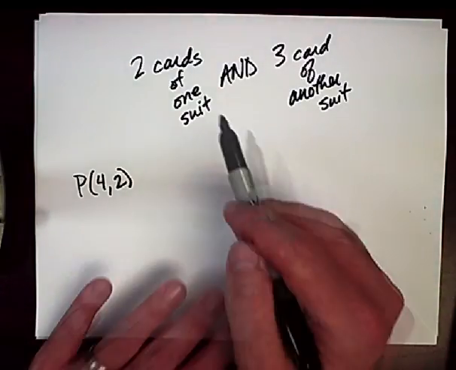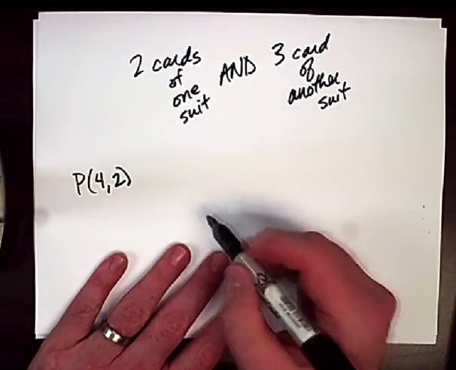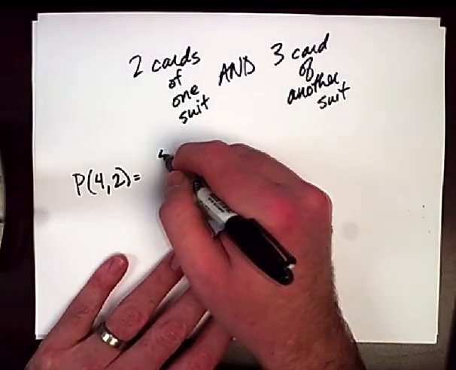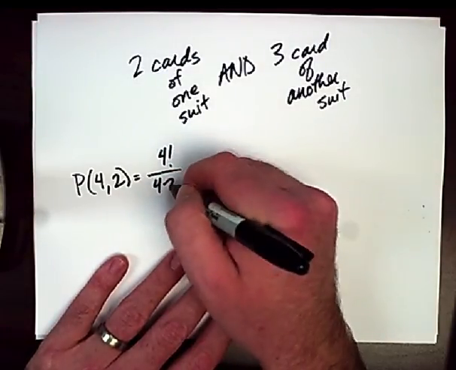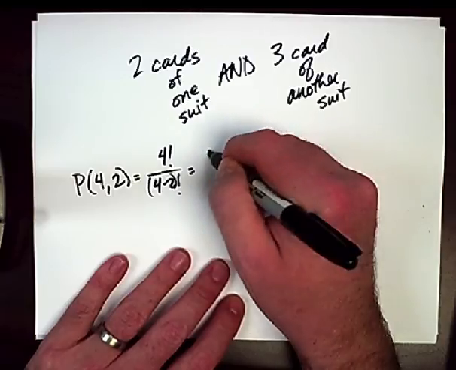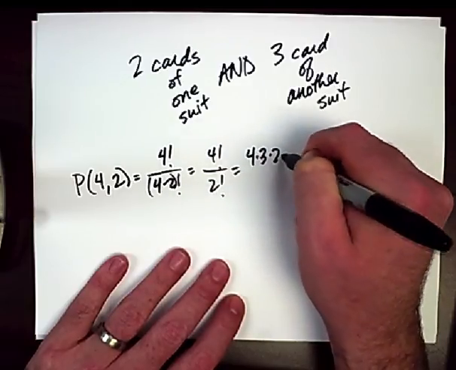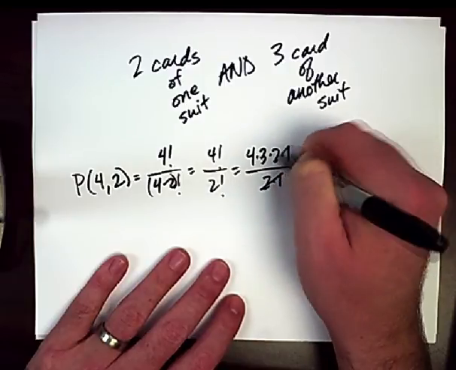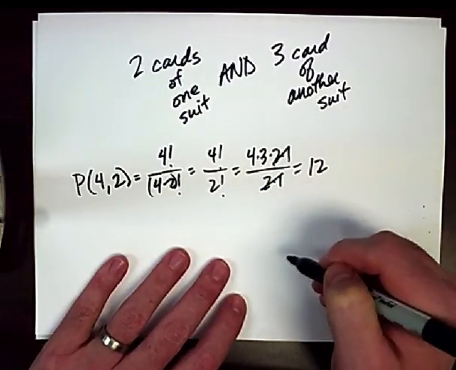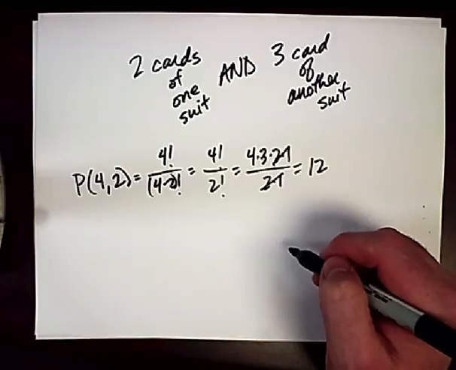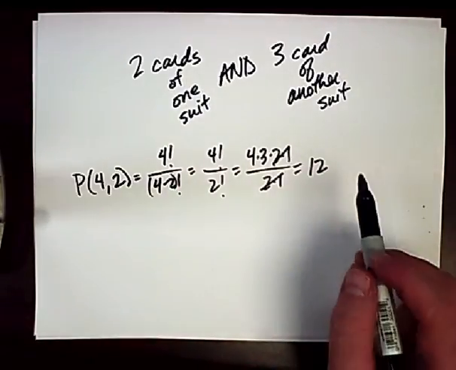Okay, so just choosing which suits there are, this many options, which is 4 factorial over 4 minus 2 factorial. 4 factorial over 2 factorial, which is 4 times 3 times 2 times 1 over 2 times 1, which is 12. So there are 12 ways to pick this suit then that suit.